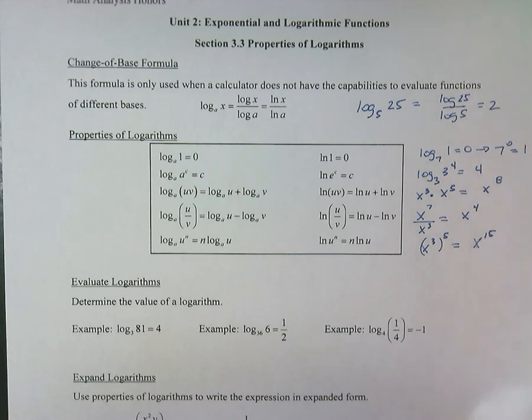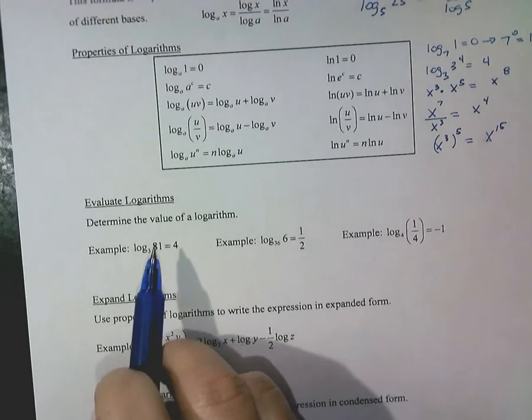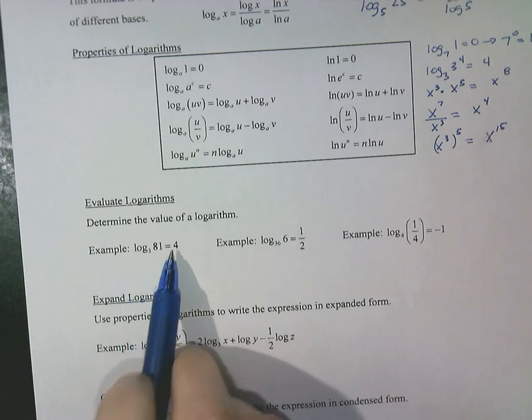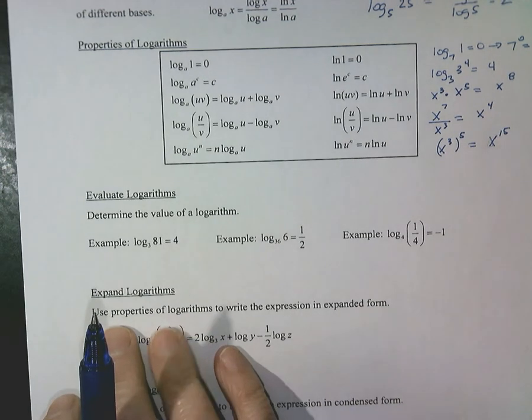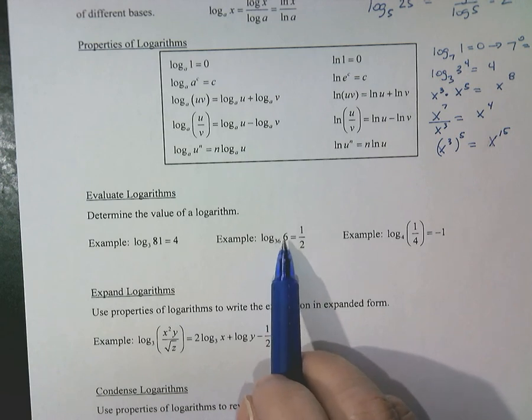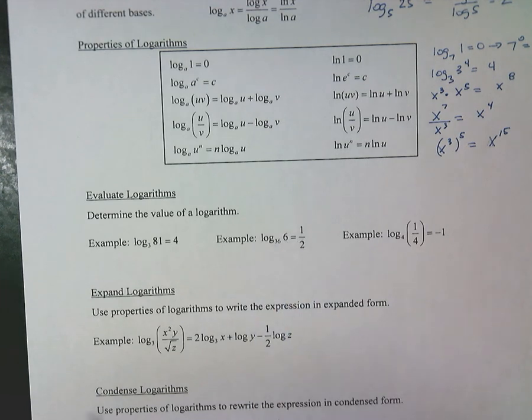In this section, you're going to evaluate logarithms, meaning you're trying to determine the value of a logarithm. So, for example, if I want to find what is log base 3 of 81, it's equal to 4. So I'm looking for the exponent. Log base 36 of 6, it's saying what exponent do I have to raise 36 to get to 6? So I'm raising to the 1/2 power.